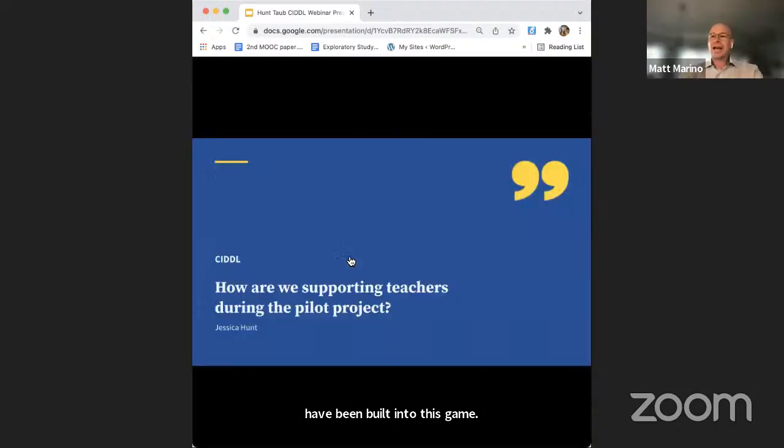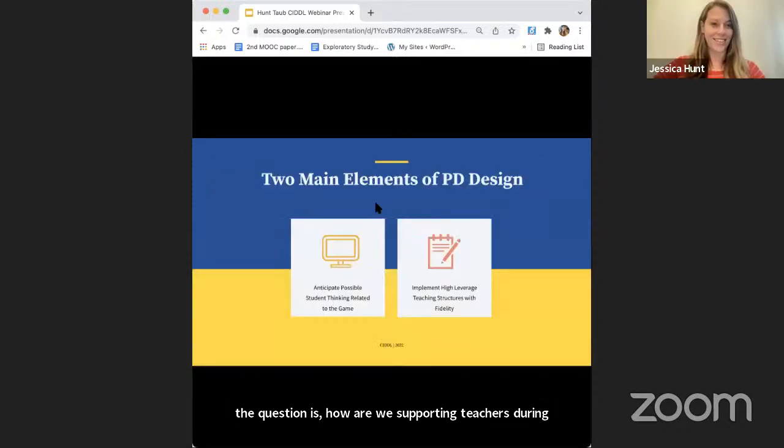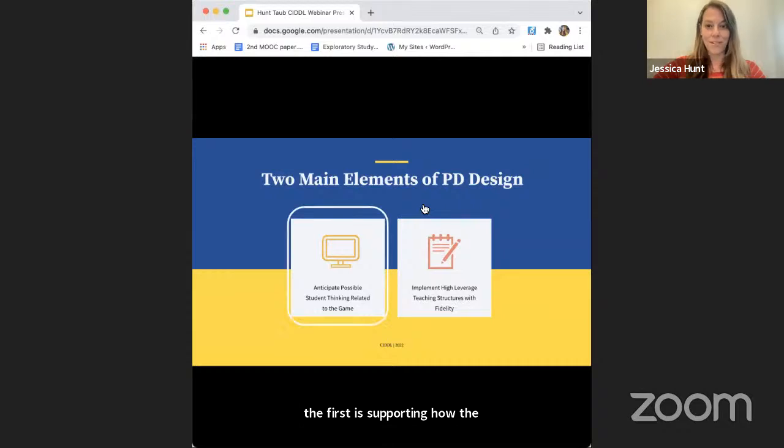And the question is, how are we supporting teachers during the pilot project? All right, so teachers, as I mentioned, are partners in this work, especially throughout the project. But now that we're asking them to actually implement it from start to finish, there are two main elements of how we're supporting teachers that I wanted to mention. And the first is supporting how they anticipate possible student thinking or strategy use within the game. So we'll start with that.